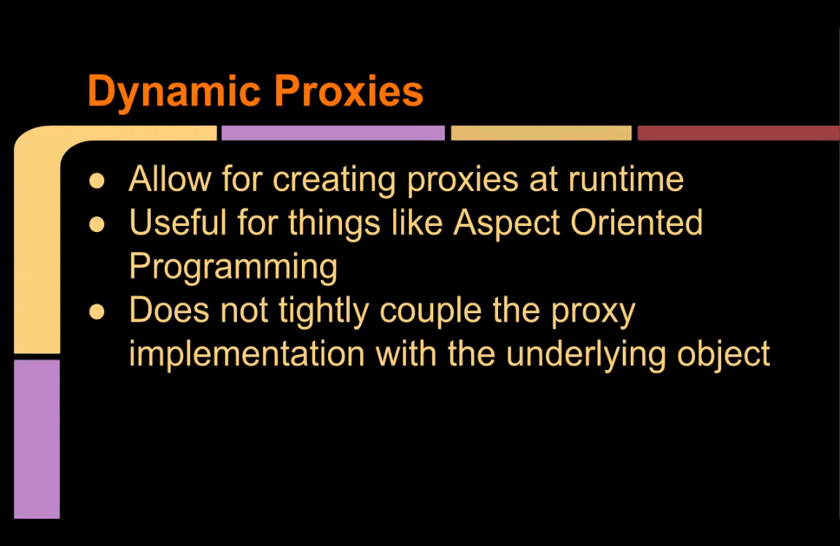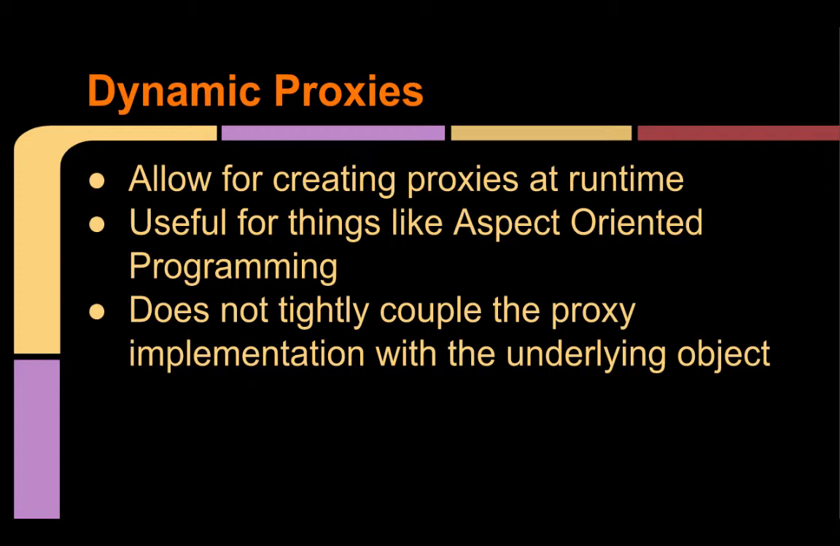There's also something called dynamic proxies, so you don't have to define them ahead of time. You can create proxies at runtime. A lot of aspect-oriented programming frameworks make use of dynamic proxies. You give it the behaviors that you want, like your caching behavior, and dynamic proxies are created so that it seems like you're calling these objects, but you're actually calling these dynamically created proxies, and they're adding in the logic and behaviors that you wanted, the aspects. This way it doesn't tightly couple the proxy implementation with the underlying object.